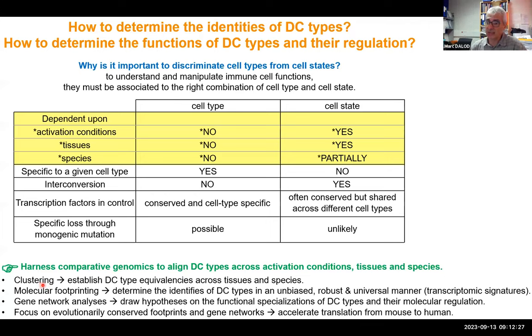And by doing that, we thought that if we can characterize dendritic cells genetically with enough depth, by clustering them, we could establish the equivalences between DC types across tissues and species. We could define molecular footprints that would identify DC types in an unbiased, robust, and universal manner. And these transcriptomic signatures can then be used for other analysis. These transcriptomic signatures would allow also to do gene networks analysis, and this could help to draw hypotheses on the functional specialization of DC types and on their molecular regulation. And finally, we could even decide, which is what we are trying to do on certain aspects, to focus on evolutionary conserved footprints and gene networks to try to accelerate translation of what we learn in the mouse to what can be extended to humans.